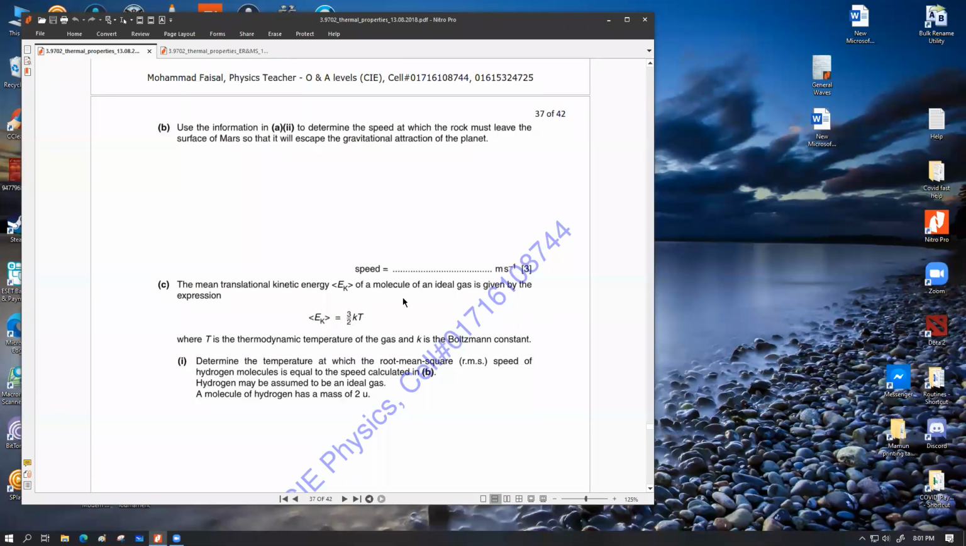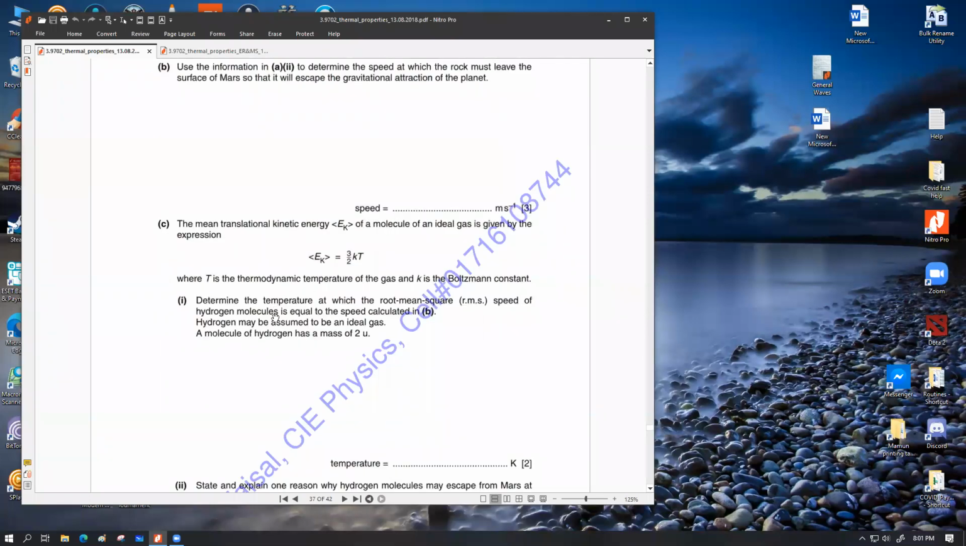Okay. Here in question number B we calculated the escape velocity for the planet Mars, and now they're saying that the average kinetic energy, the mean translational kinetic energy of a molecule of an ideal gas, is given by this expression. Determine the temperature at which the root mean square (RMS) speed of the hydrogen molecule is equal to the speed calculated in B. Hydrogen may be assumed to be an ideal gas.